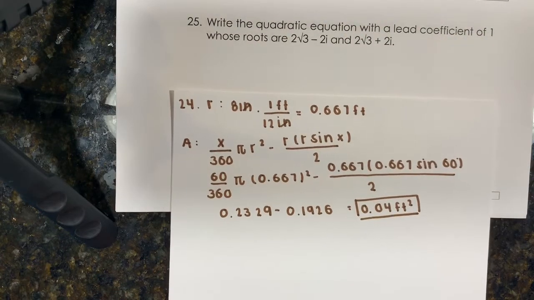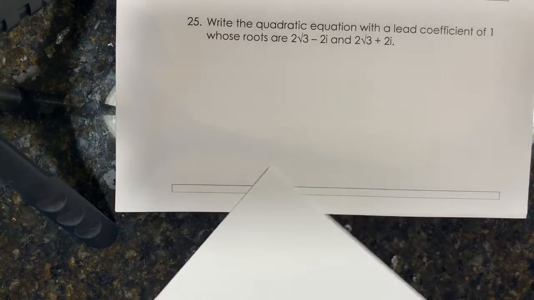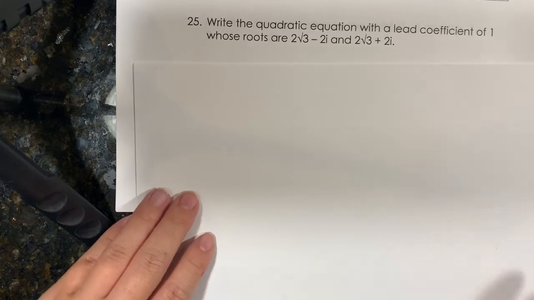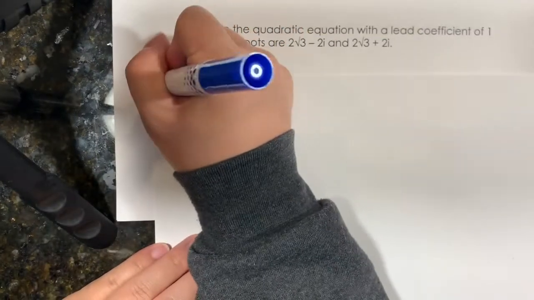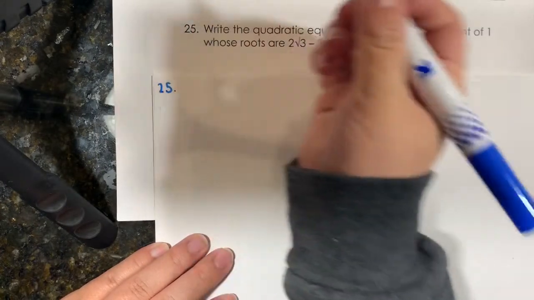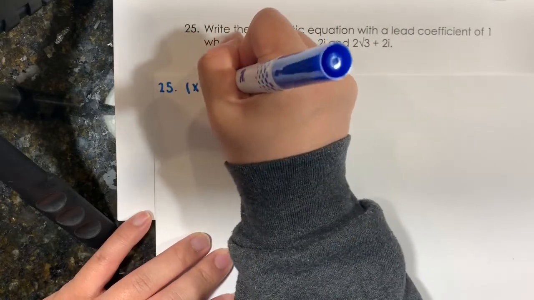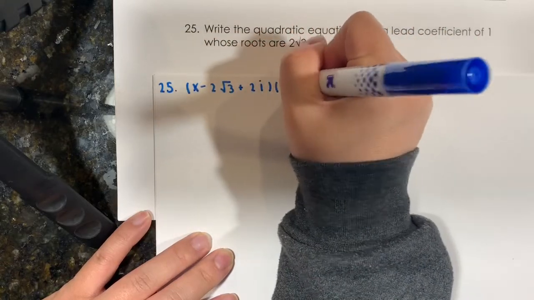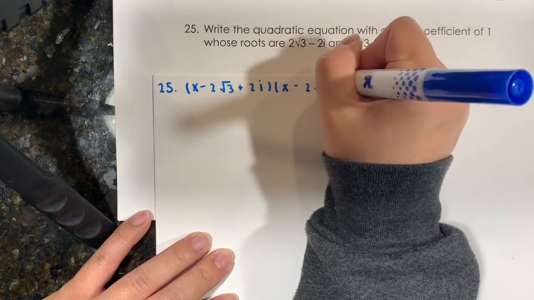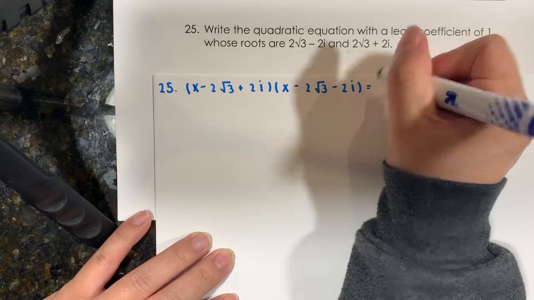Now looking at number 25. For number 25, we're going to need a little bit more space because we're writing the quadratic equation with a lead coefficient of 1 whose roots are. This goes into the equation x minus root times x minus root is equal to 0. So when you plug in your roots, make sure you change the sign. So this would become x minus 2 root 3 plus 2i times x minus 2 root 3 minus 2i. And then I would multiply this out.